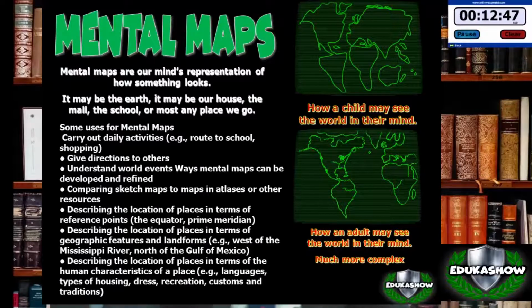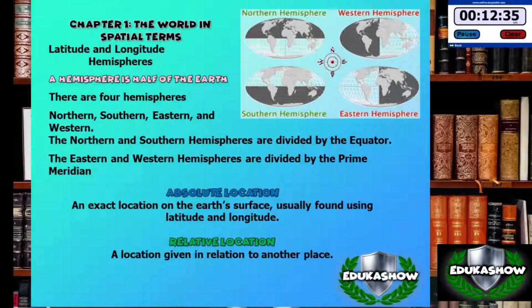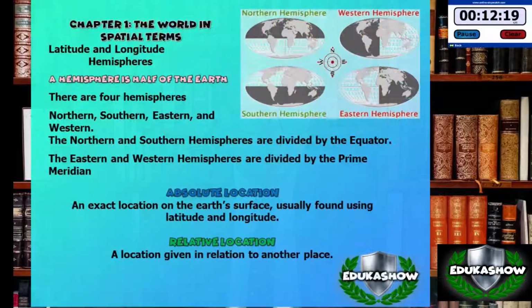Now we're going to move on to our next slide. We're going to go for slide number 25, and we're going to be doing a very quick review of our first 3 classes. Chapter 1, the world in spatial terms. Latitude and longitude, we saw, and hemispheres. If you guys remember, a hemisphere is half of the Earth, and there are 4. You've got the northern, southern, eastern, and western.